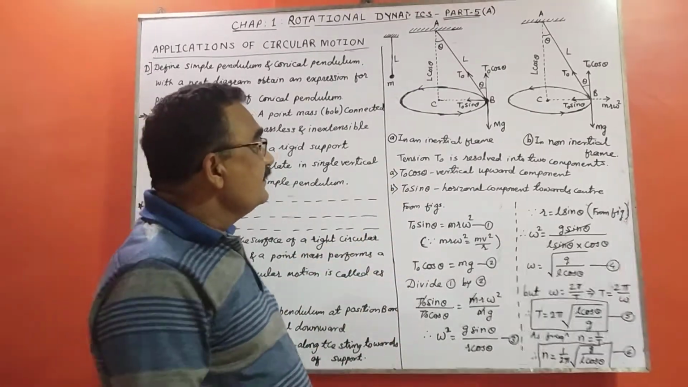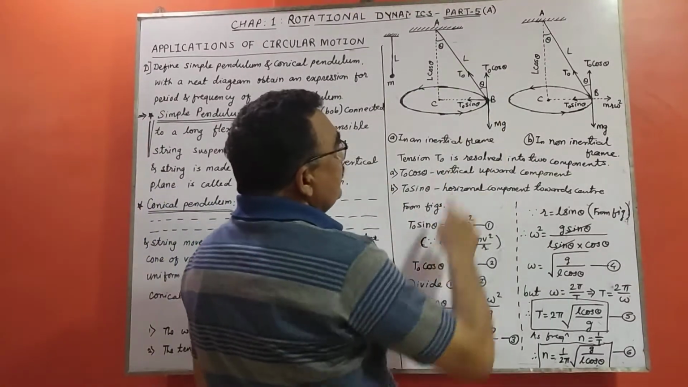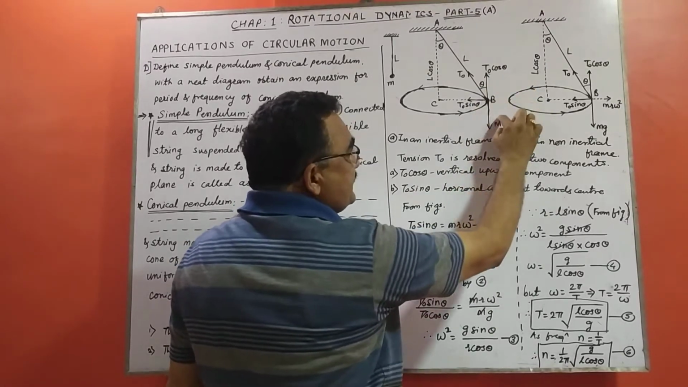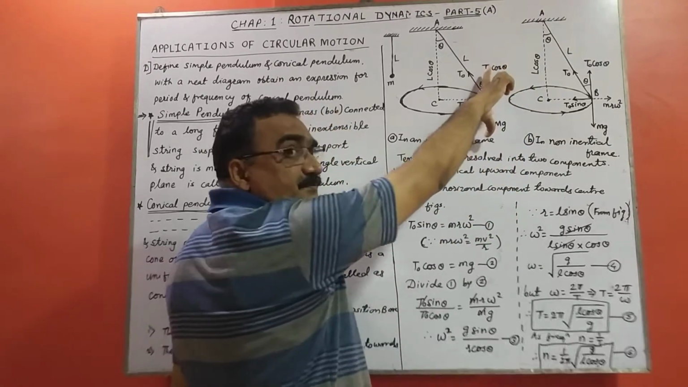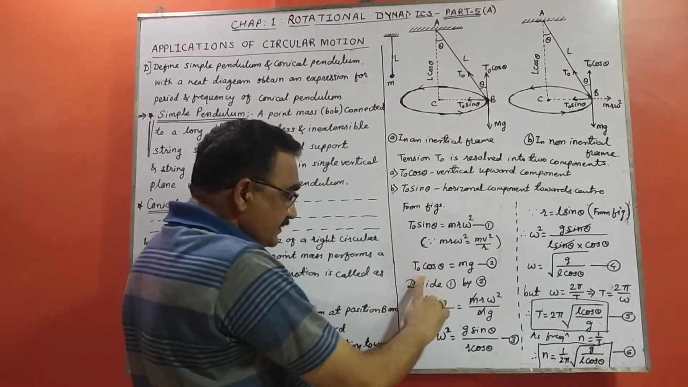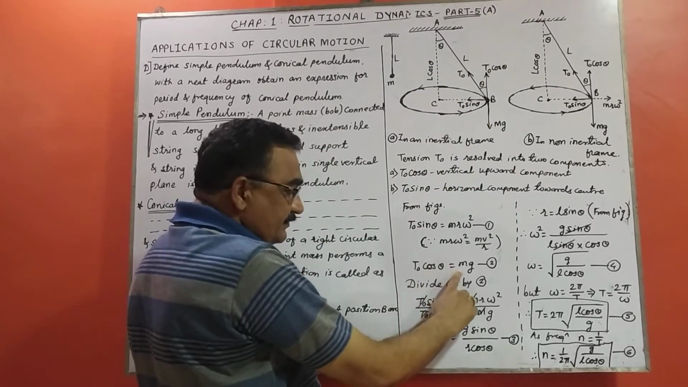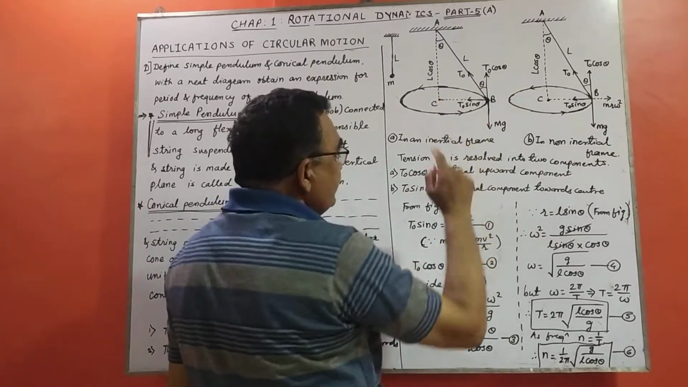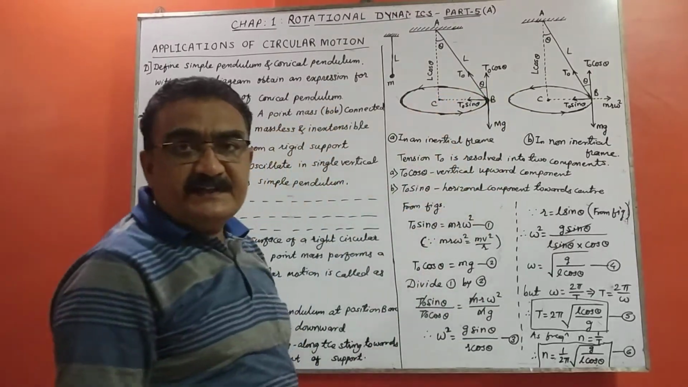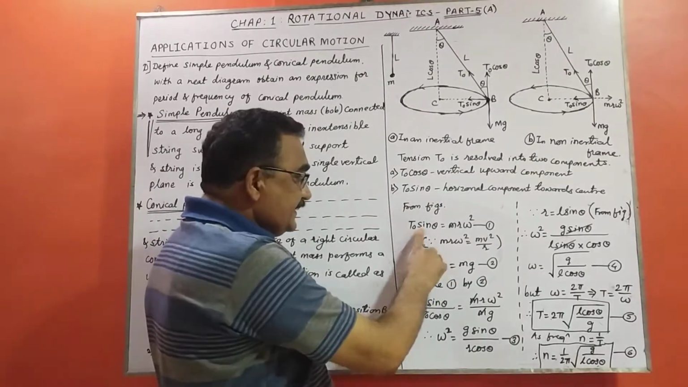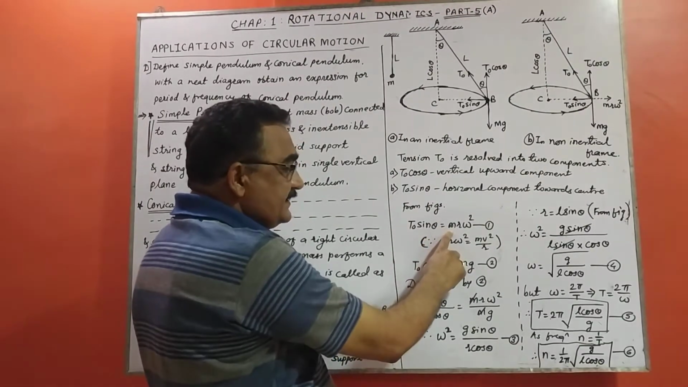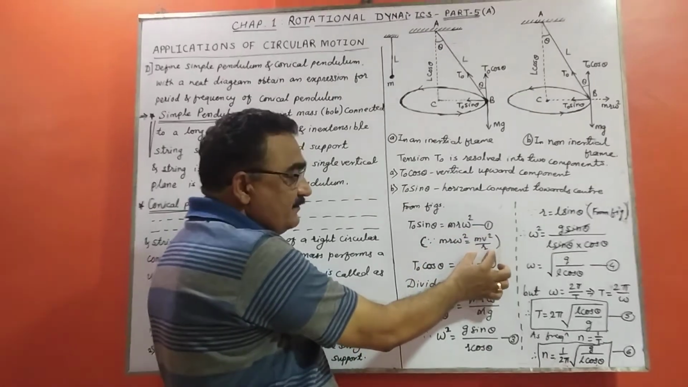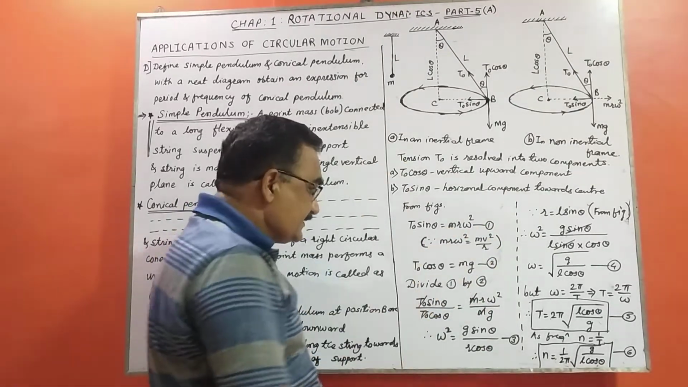Then from the figure, we can see that this T0 cos theta is upward and mg is downward. This means they are equal and opposite forces, so they balance each other. So we can write T0 cos theta is equal to mg. This force is directed towards the center, which means it gives the centripetal force, and that centripetal force T0 sin theta is equal to mr omega square. We can use mv square upon r or mr omega square.